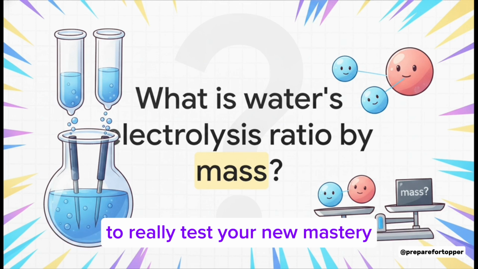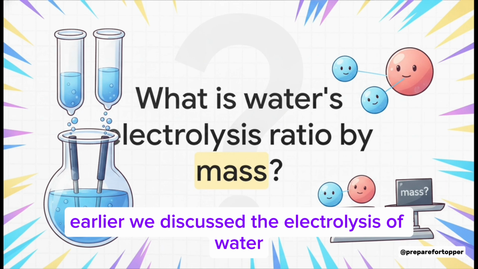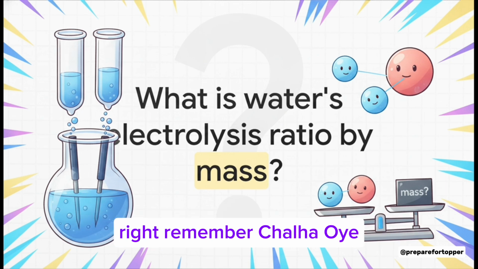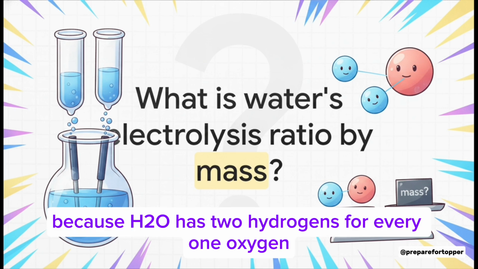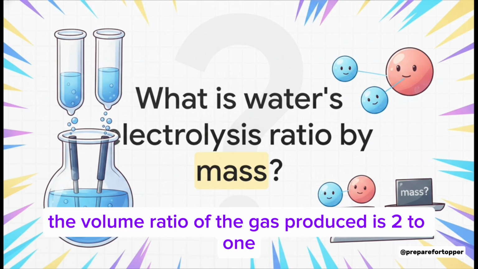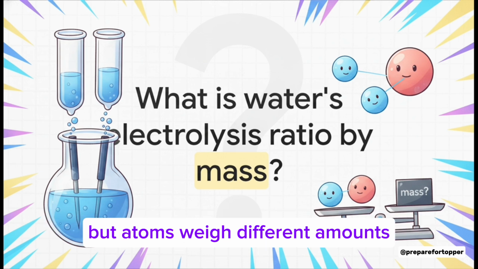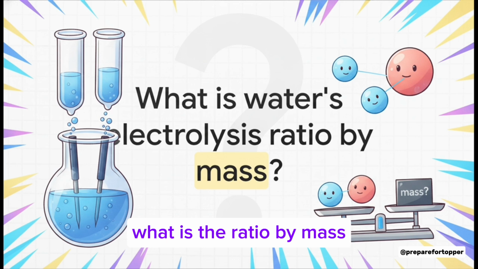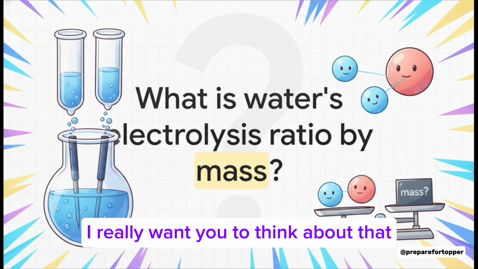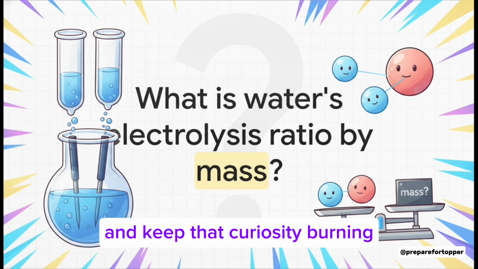But before I let you go, I want to leave you with one final challenge to really test your new mastery. Earlier, we discussed the electrolysis of water, right? Remember, chalha oye. We know that because H2O has 2 hydrogens for every 1 oxygen, the volume ratio of the gas produced is 2 to 1. But atoms weigh different amounts. So applying what you know, what is the ratio by mass? I really want you to think about that. Look it up if you need to and keep that curiosity burning.